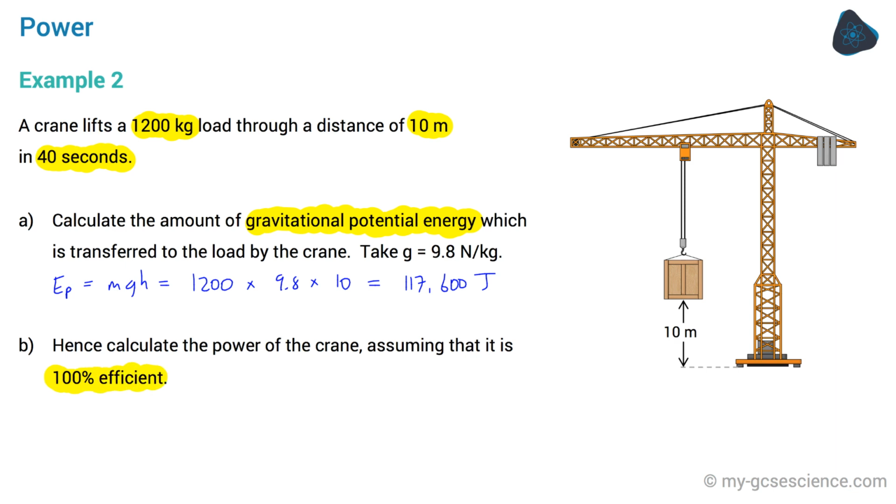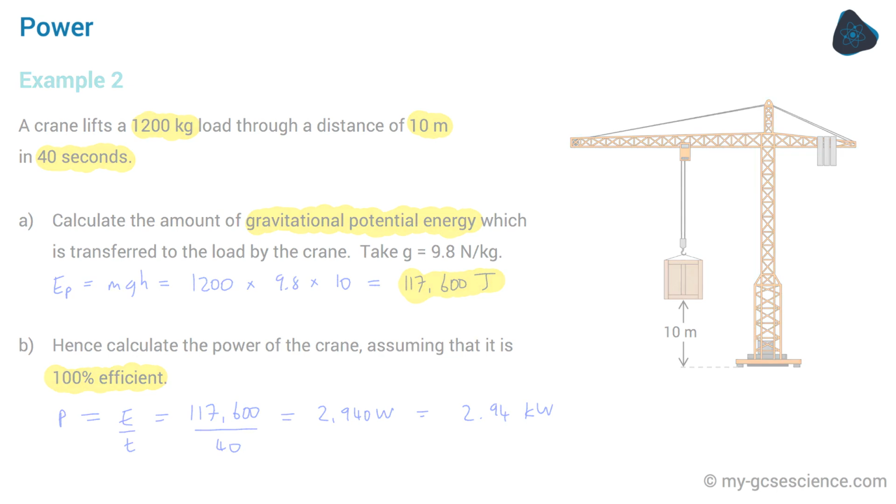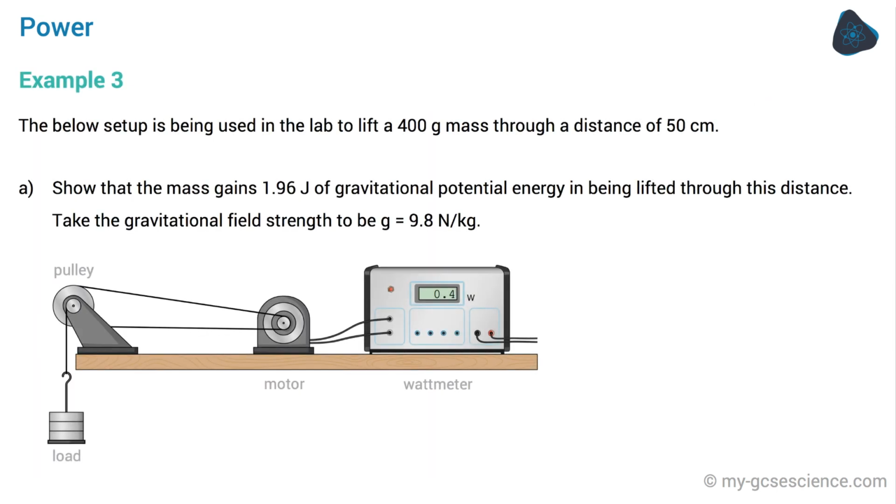In part B, when we say that the crane was 100% efficient, what we mean is that all of the energy which it supplied was converted to the GPE of the load. None was converted into other forms along the way. That makes our calculation really straightforward. We again use power equals energy over time, and subbing in that becomes 117,600 joules divided by 40 seconds to give an answer of 2,940 watts, or in kilowatts, 2.94 kilowatts.